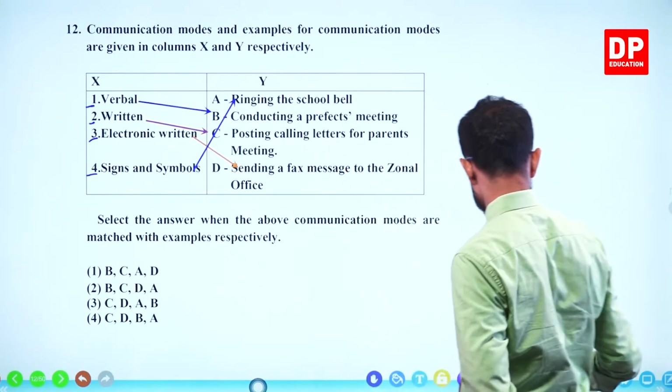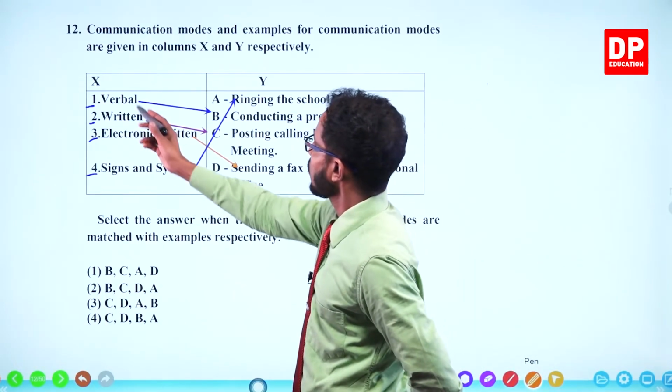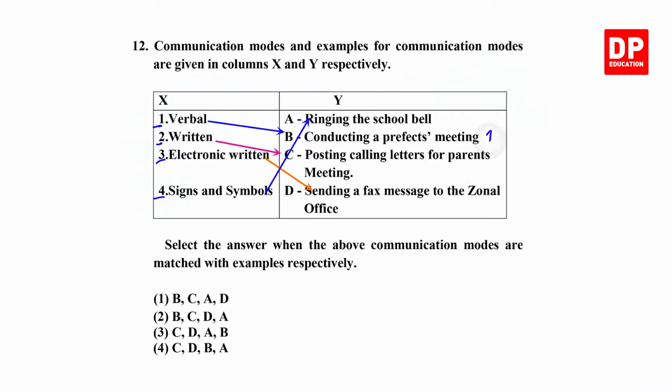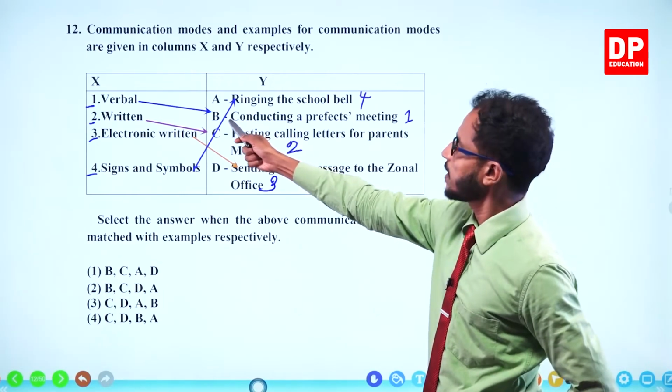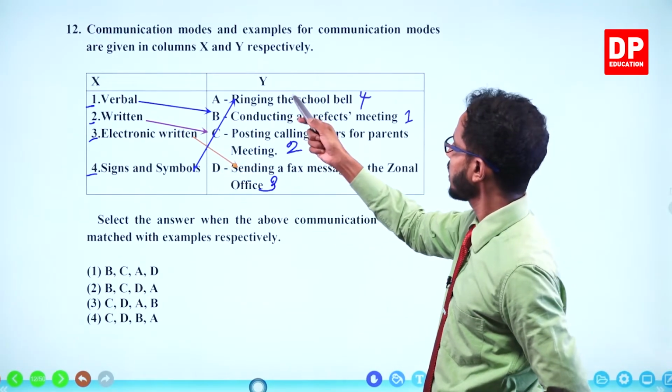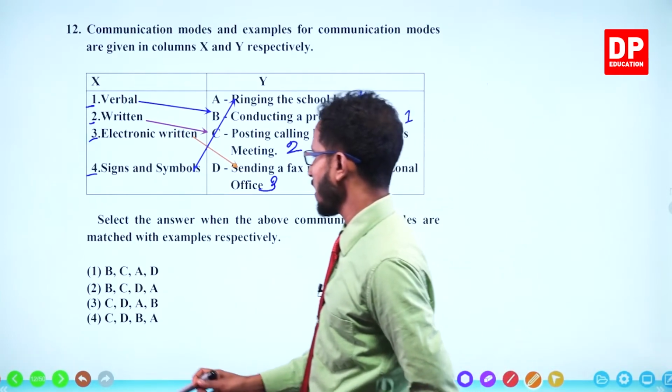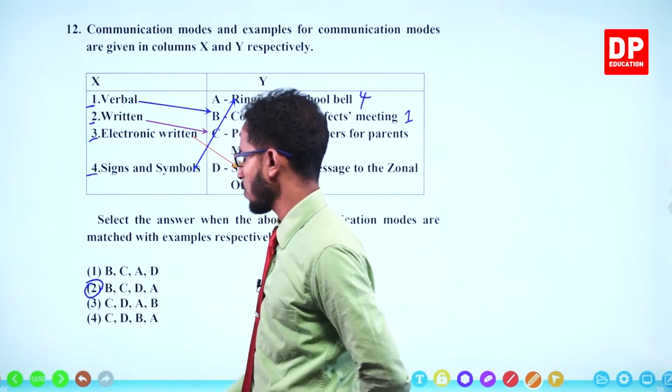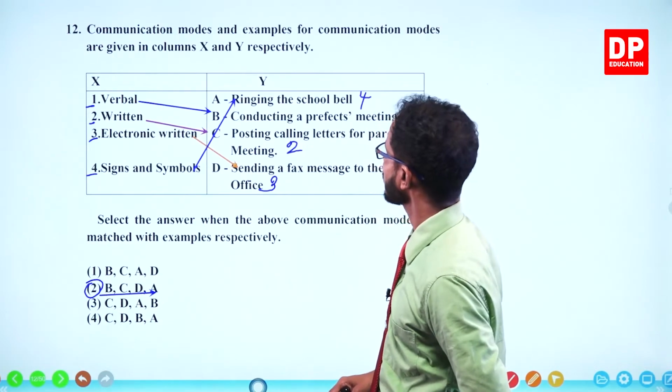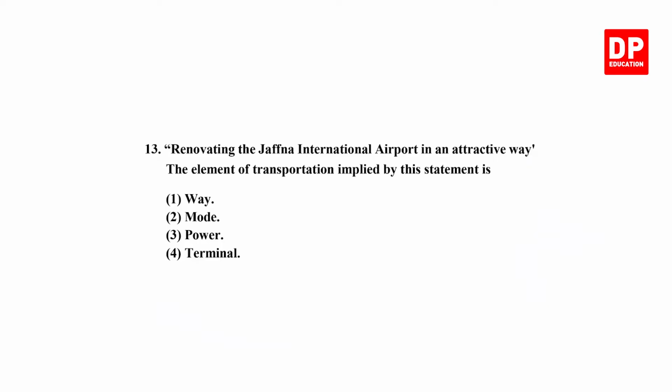Okay. So 1B, 2C, 3D, 4A. B, C, D, A, B, C, D, A. There you go. Next question, 13th question.